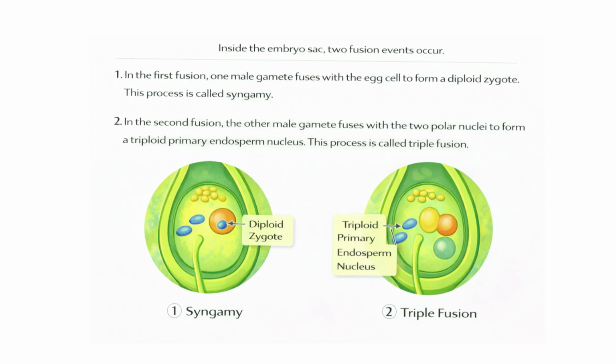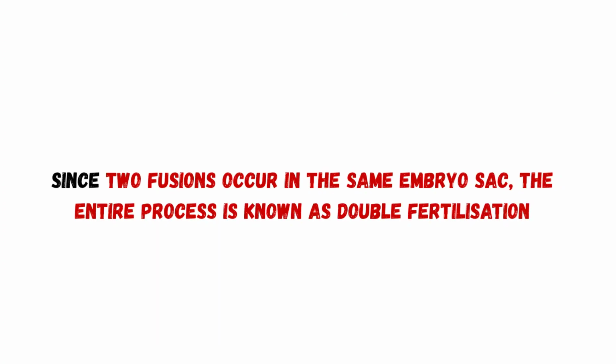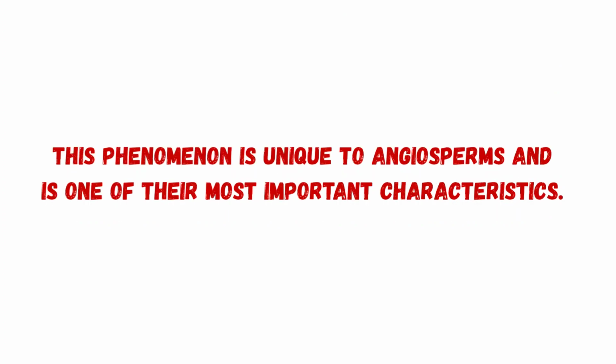This process is called syngamy. In the second fusion, the other male gamete fuses with the two polar nuclei to form a triploid primary endosperm nucleus. This process is called triple fusion. Since two fusions occur in the same embryo sac, the entire process is known as double fertilization. This phenomenon is unique to angiosperms and is one of their most important characteristics.